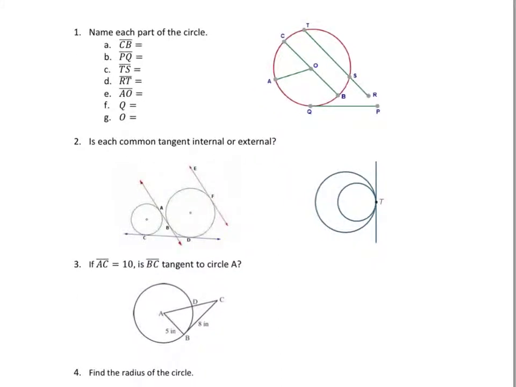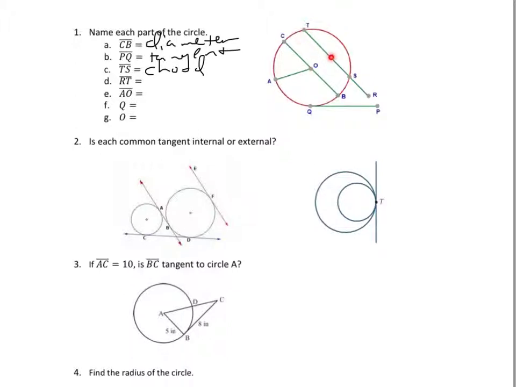So we're going to name each part of the circle. So we're just going to name what parts these are. Okay, so we've got CB here. If you think chord, that's correct, but more specifically, it goes through the center of the circle, so it's going to be a diameter. Okay, PQ here. It's going to intersect just at one point, so that's going to be a tangent. Okay, TS, right here, intersects at 2 points, doesn't go through the middle, so that will be a chord.